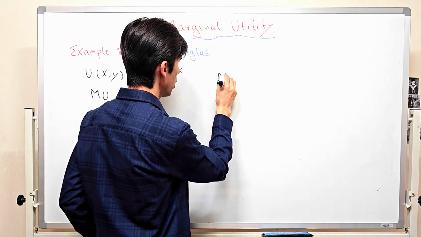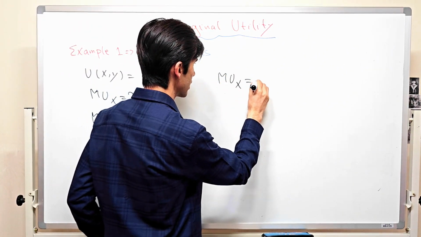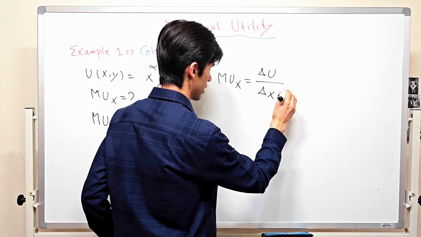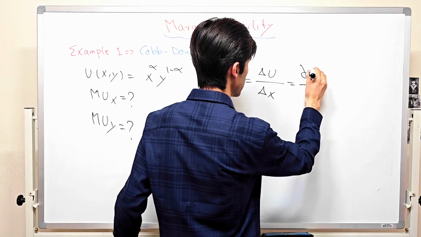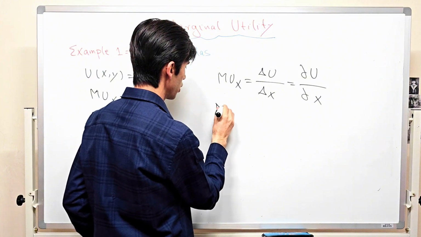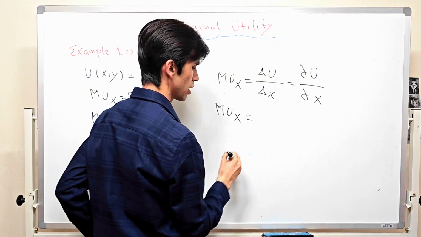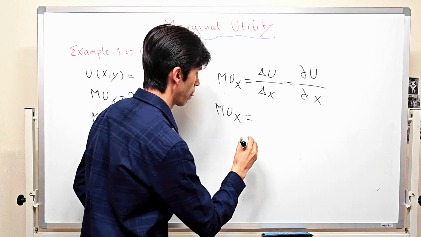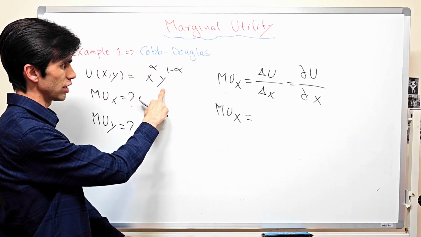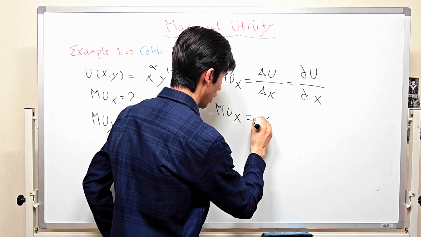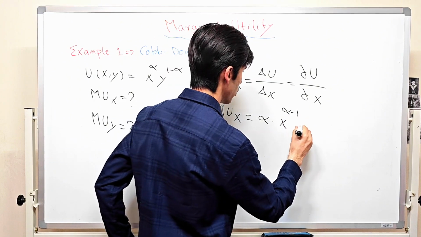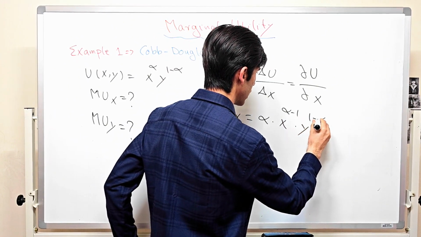Based on the formula, the marginal utility of x is equal to the change in utility per 1 unit of consumption of x, or the partial derivative of utility with respect to x. Then the marginal utility of x in this typical Cobb-Douglas utility function is equal to the partial derivative of this function with respect to x, which is equal to alpha multiplied by x to the power of alpha minus 1 multiplied by y to the power of 1 minus alpha.